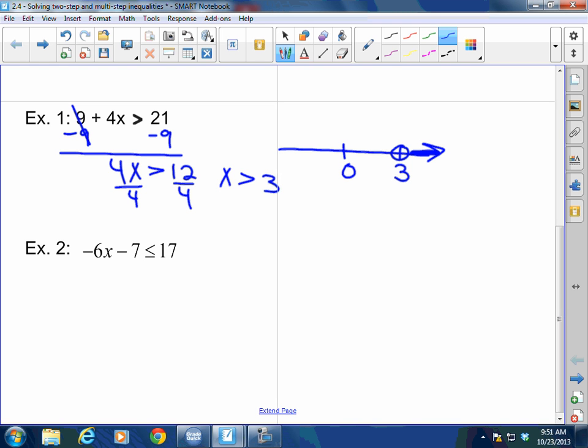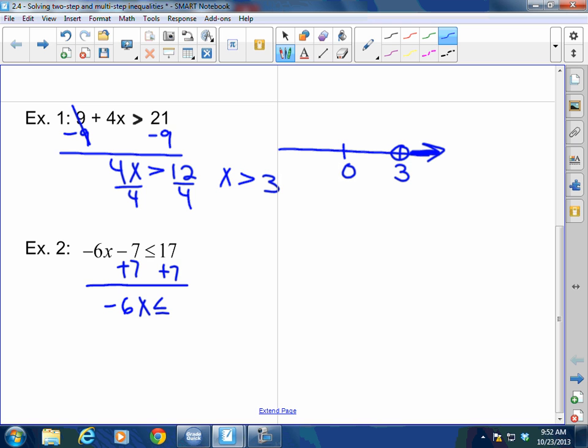Number two, negative 6x minus 7 is less than or equal to 17. I have a two-step equation. Just in case you're wondering what he means by two-step equation, remember, what's happening to the x here? It's being multiplied by a negative 6, and they're subtracting a 7. So there are two different things going on. We always undo addition and subtraction first. So I'm going to add 7 to both sides.